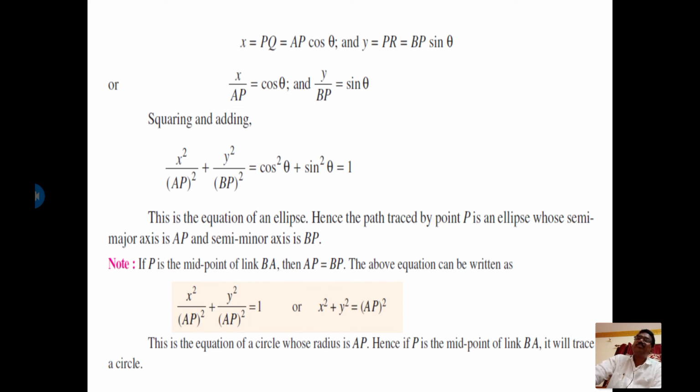If P is the midpoint of link BA, then AP is equal to BP, and the above equation will become the equation of a circle whose radius is AP. Hence if P is the midpoint of link BA, it will trace a circle.